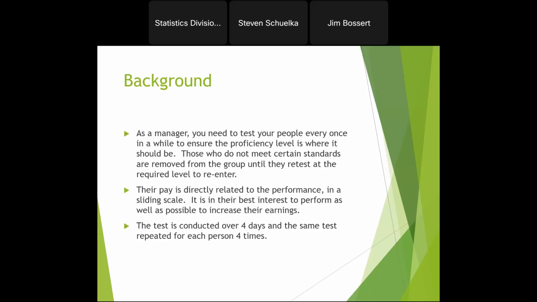And the other thing is this test takes place over 4 days. Okay. They're going to do the same test 4 times, once each day. So they're going to get breaks and do that. They won't need to basically follow through with it.